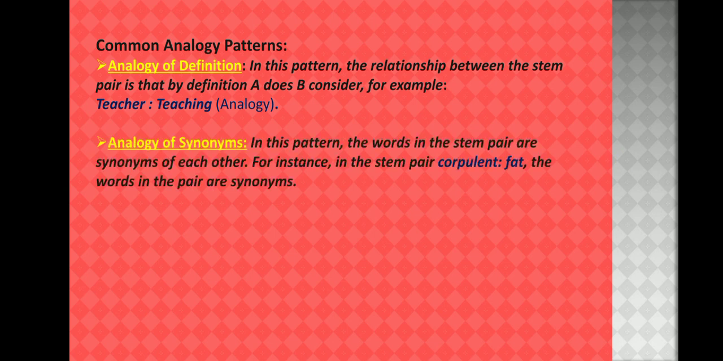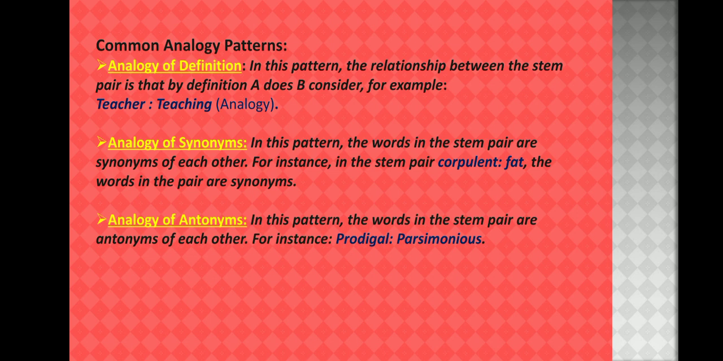Next, analogy of synonyms. In this pattern the words in the stem pair are synonyms of each other. For instance, in the stem pair corpulent, fat, the words in the pair are synonyms. Next, analogy of antonyms. In this pattern the words in the stem pair are antonyms of each other. For instance, prodigal, parsimonious. Next pair, let us see.